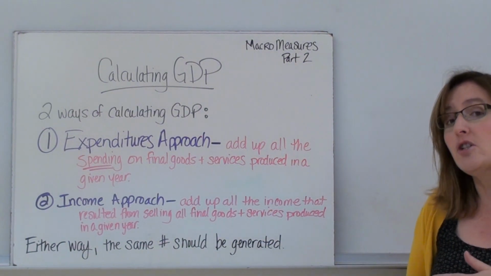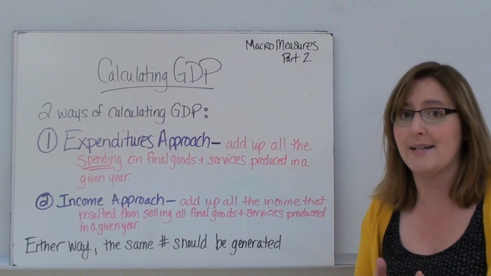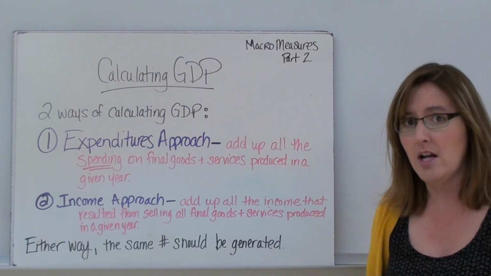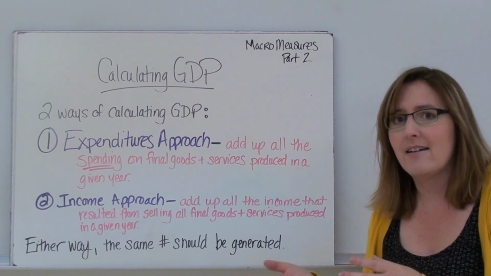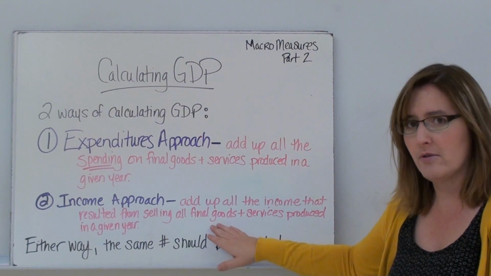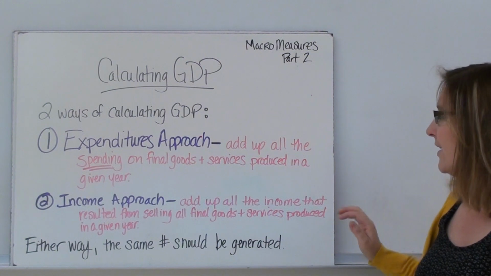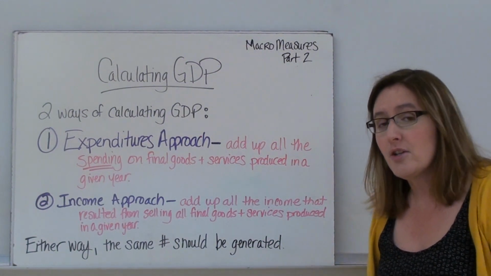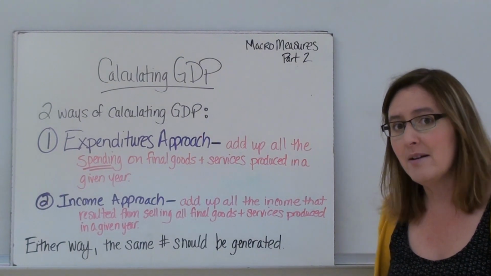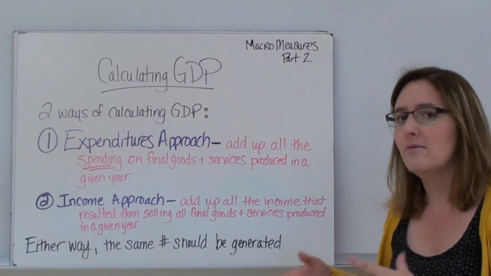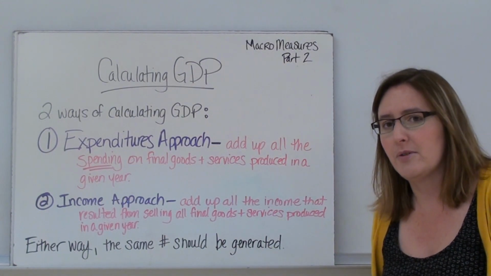With expenditures, you count up all the spending on items that have been produced. So everything that everybody spends their money on, you count up all that, and that'll tell us the dollar value of things that are produced. Or you can do the income approach, where you add up all the income that results from selling all final goods and services. So all the money that businesses make from it, count all of that up, and that'll give you the dollar value of everything that's been produced.